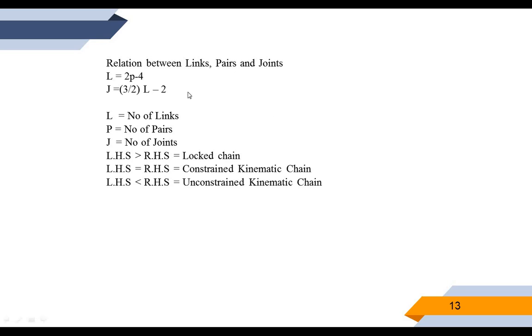And last, here I show the relation between link, pair and joints. That is, the formulas are: L is equal to 2P minus 4 and J is equal to 3/2 L minus 2. Here L is the number of links, P is the number of pairs and J is the number of joints. If the left hand side of this equation is greater than the right hand side, that time that is a locked chain. And if the left hand side is equal to the right hand side of the above equations, that time that is a constrained kinematic chain. And if the right hand side is greater than the left hand side of these two equations, that time that is an unconstrained kinematic chain.